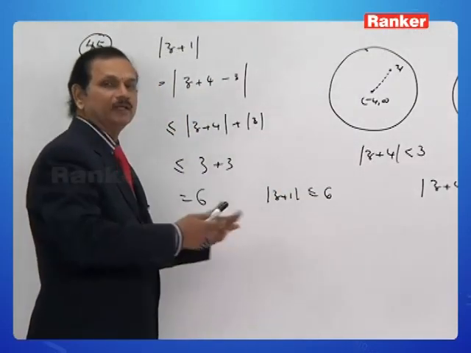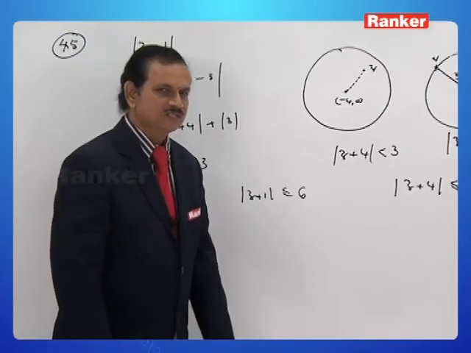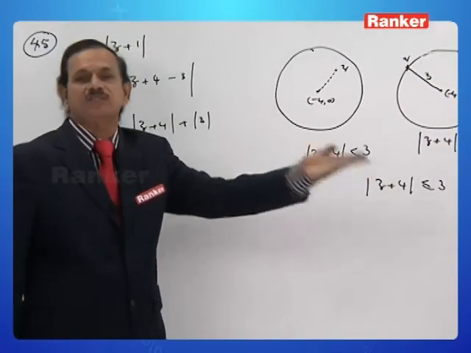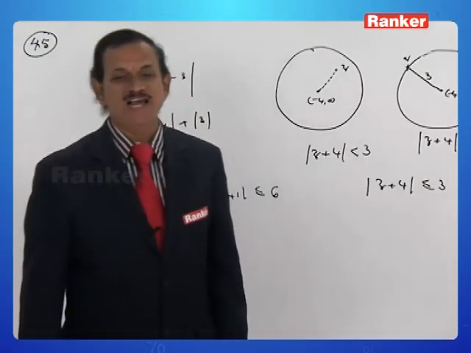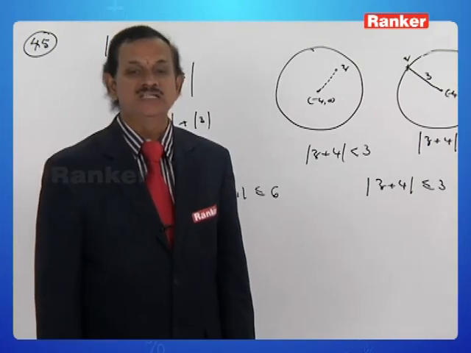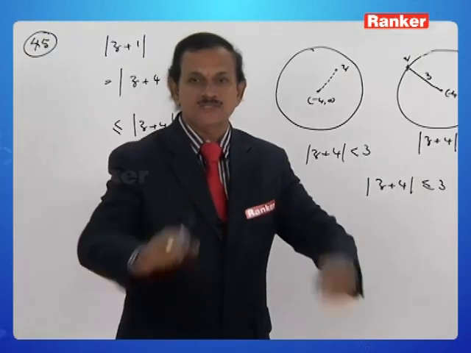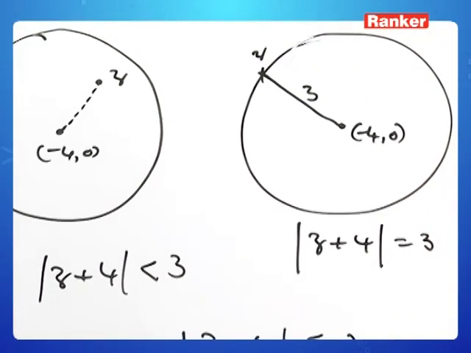We should feel happy. What is the maximum value of mod z plus 1? 6. Isn't it? Less than or equal to 6. What does it mean? It can never exceed 6. It can at most be 6. It means that the maximum value, that is the greatest value, is 6. Then it is available in two options. Option B, it is 6. Option C, it is 6 about the greatest value. Well, what about the least value? Unless you decide the least value of mod z plus 1, you cannot decide which option is the right option.